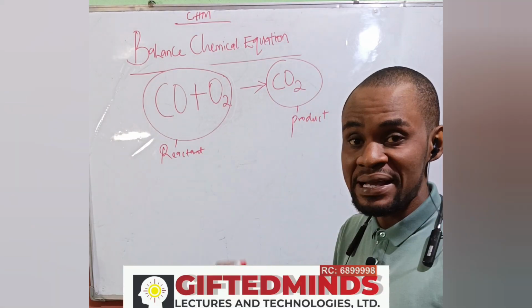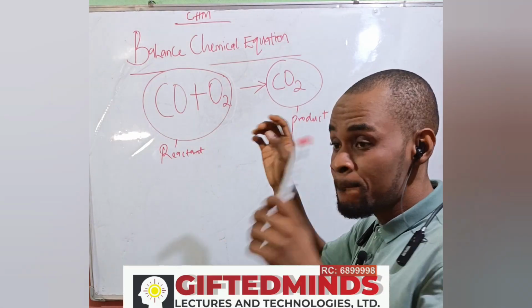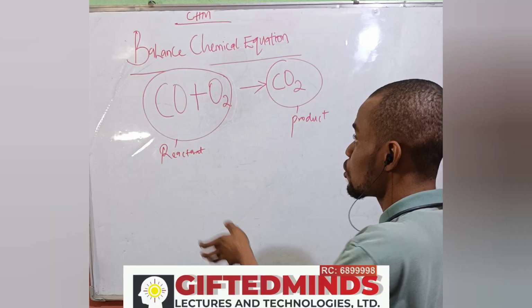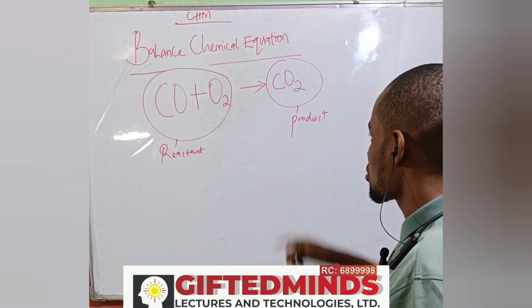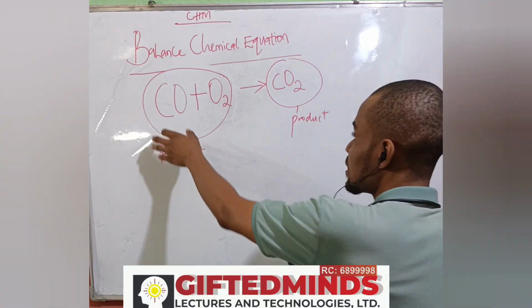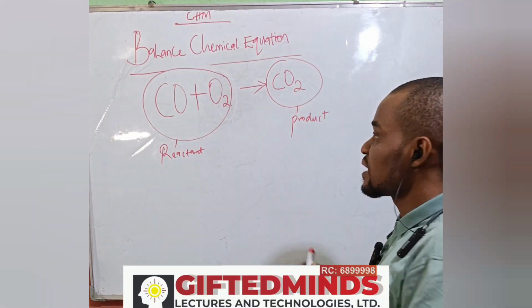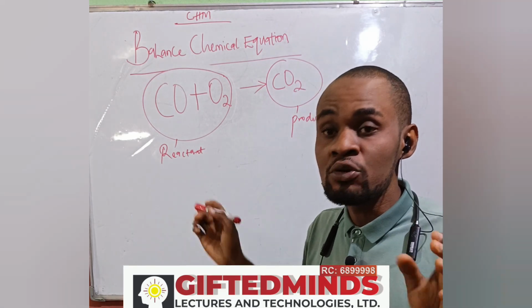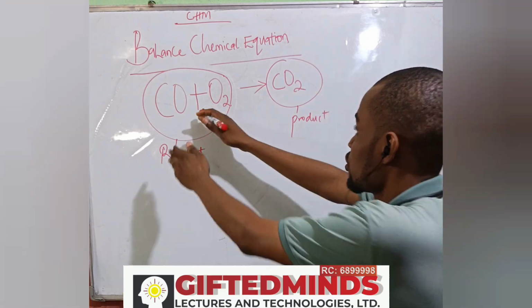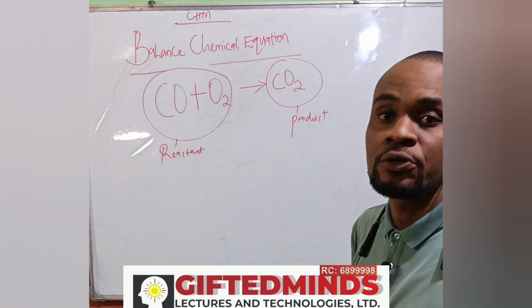So my target now is to balance this equation so that the number of atoms of oxygen and carbon on this side is the same as on the other side. If I have one carbon here, I will have one here. If I have three oxygen here, I will have three here. That is what we call a balanced equation, because nothing is lost. Everything that is here shows up here. And so that law is obeyed.